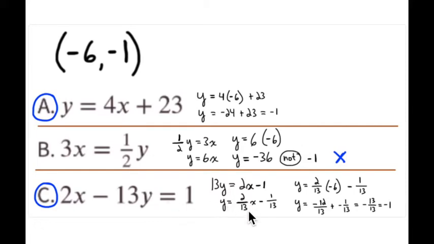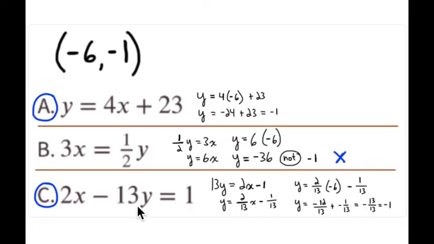y equals 2/13 x minus 1/13. Or you can say this is plus a negative 1/13. I think that's a better way to write it. So you might practice getting this equation into this form and then replace x with negative 6 and solve. So negative 6 times 2/13, go through and solve that, and you get negative 13/13, which is the same as negative 1. So C does work.